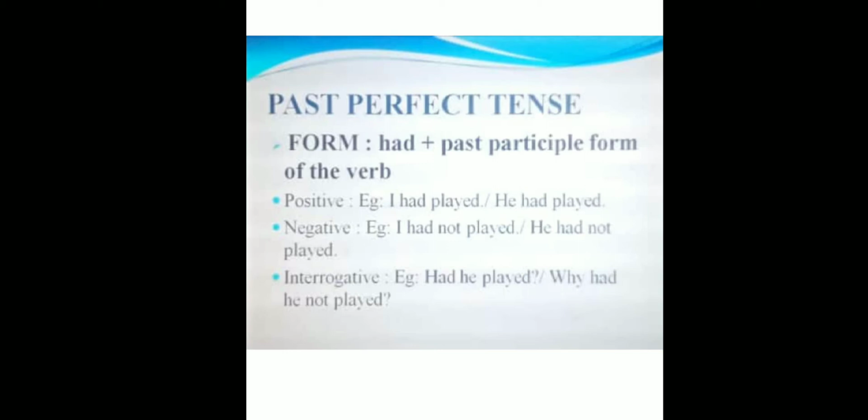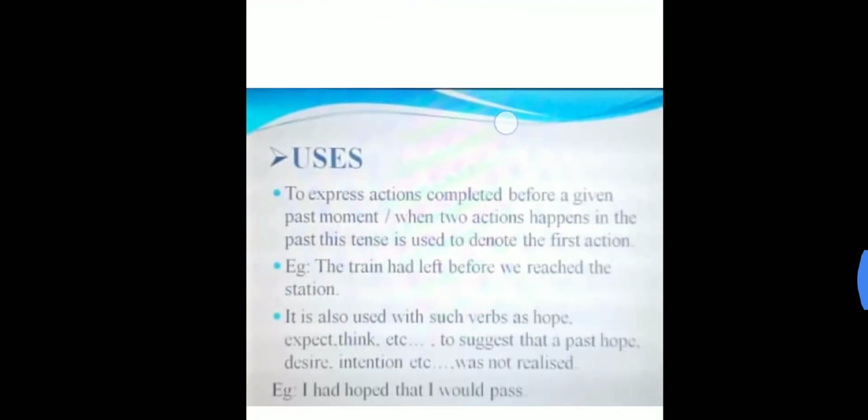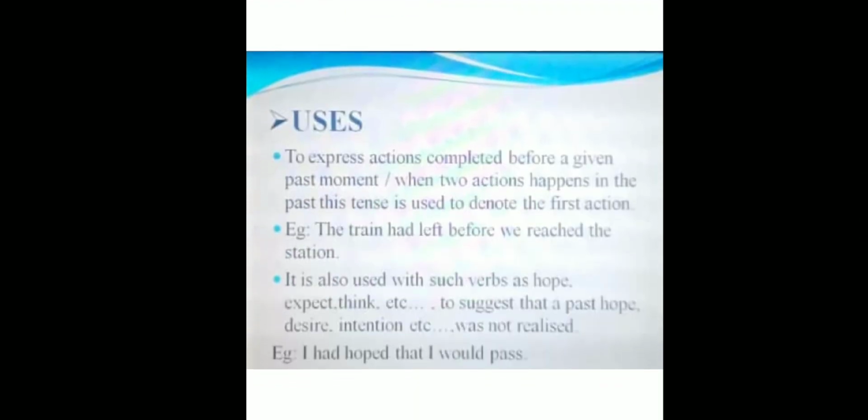Let's get into the uses of past perfect tense. So the first use is to express an action completed before a given past moment, or when two actions happen in the past, this tense is used to denote the first action. For example, the train had left before we reached the station. So the train had left before we reached the station.